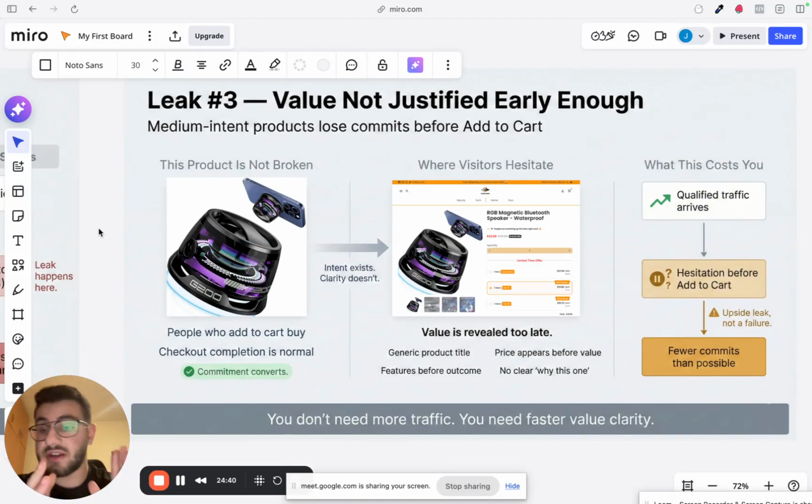So the three leaks are pretty related. But now, as we get into calculations, you will understand why they're a bit different. Just from the batch of SKUs, you will get why they're different. So here we have medium intent products. So batch B, they lose commitment before add to carts, like this product.